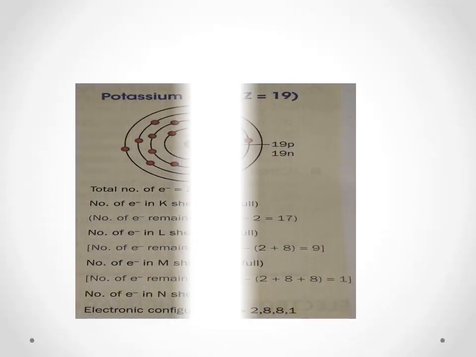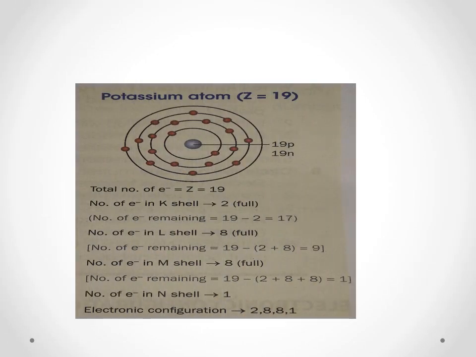Let us study the structure of potassium atom. Here it is given the atomic number of potassium is 19. Therefore, it has total 19 electrons. How can we write the electronic configuration? 2 electrons in K shell, then 8 electrons in L shell. Then we write M shell with 8 electrons and N shell with 1 electron. And the configuration becomes 2, 8, 8, 1.